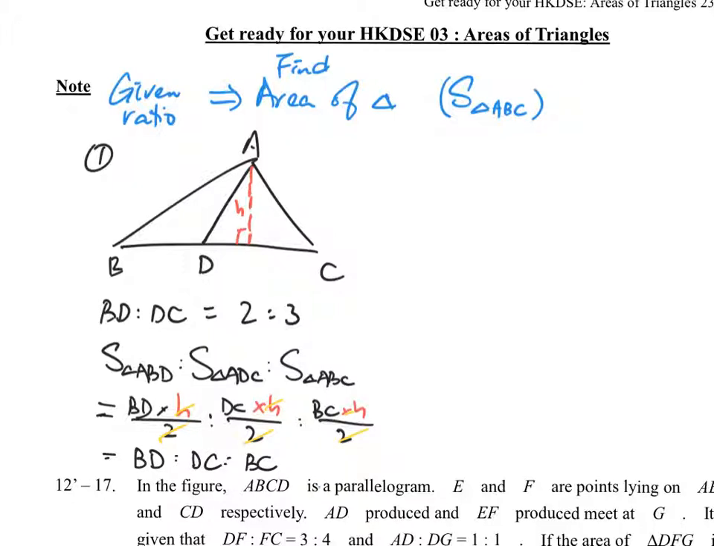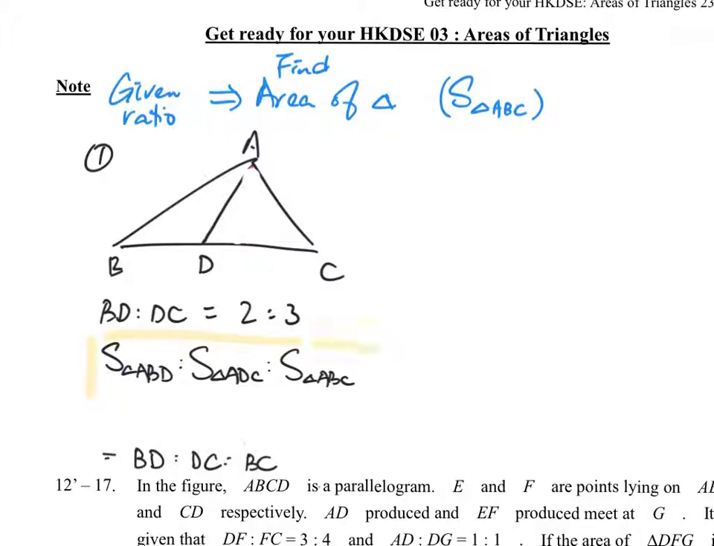After you understand this concept, we can ignore the idea about the height, so that you need not consider base times height over 2 as the only rule to find the area of a triangle. Because of this idea, we have a very important result: the ratio of the areas of the triangles is indeed equal to the ratio of the bases of the triangles.